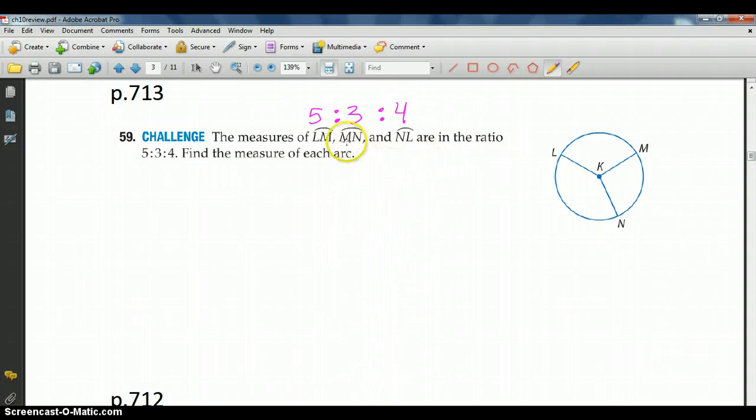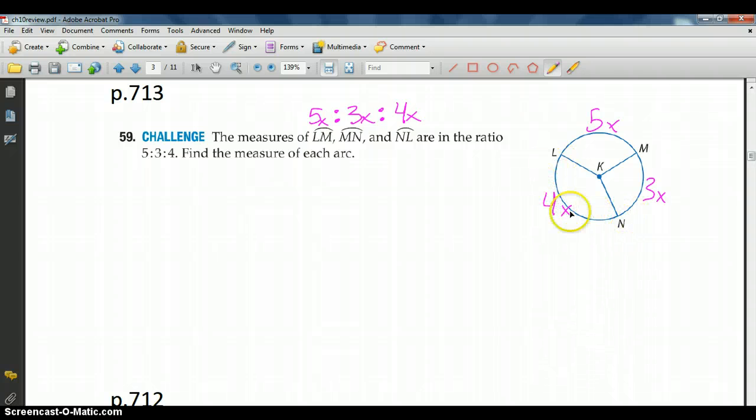whatever their lengths are, if we simplify the measure of LM over the measure of MN, we would get 5 to 3 when we reduce. Or MN over NL, we would get 3 over 4. So there's going to be some factor here that we have to consider for each of these. So LM is 5x, MN is 3x, and NL is 4x.